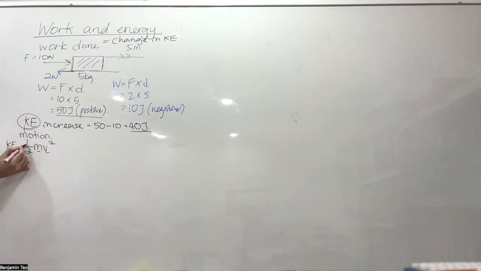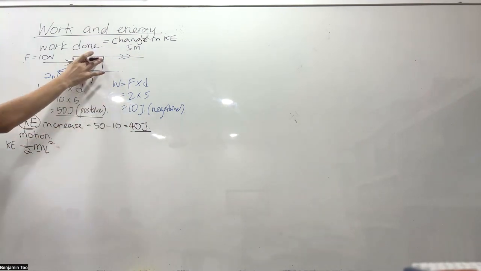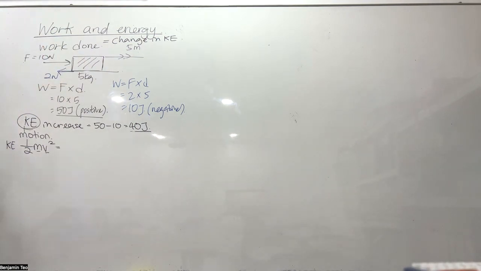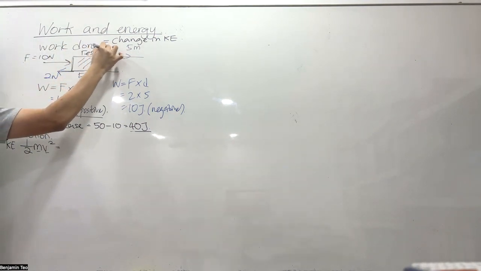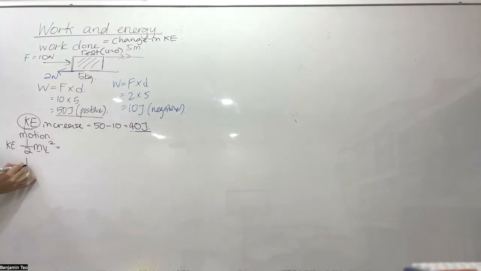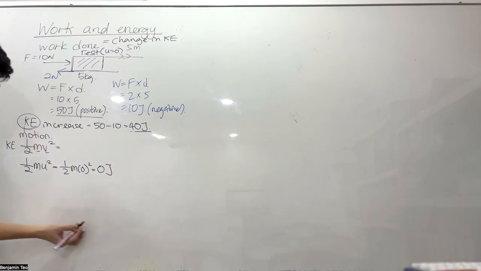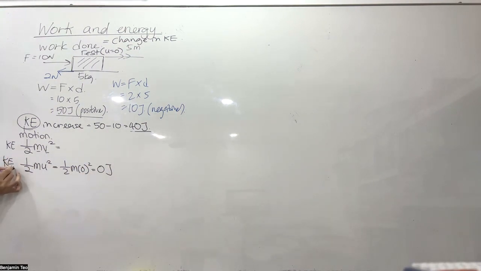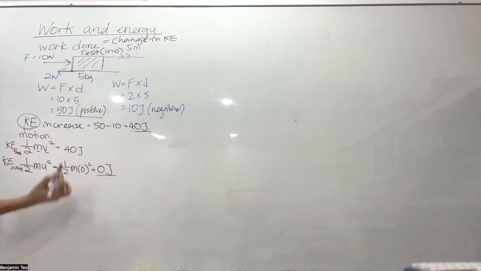Okay, KE equals half mv squared equals the increase, which is how much? 40, right? Now, we know that this object increased 40 kinetic energy. What is the initial kinetic energy? The object started from rest, meaning that the initial speed is 0. If I calculate initial kinetic energy, half m u squared, this is half m 0 squared, 0 joule. This is KE initial. KE initial is 0. KE final is 0 plus the increase of 40. So 40 joules.